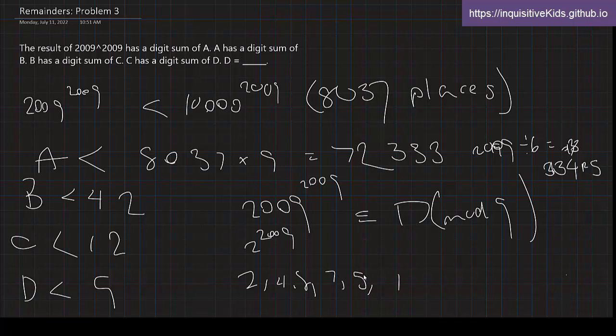Okay, so if we know that that is 5, then D must have a remainder of 5 after being divided by 9. We also know that D has to be less than 9. So the only number D can be is 5. So D is equal to 5.